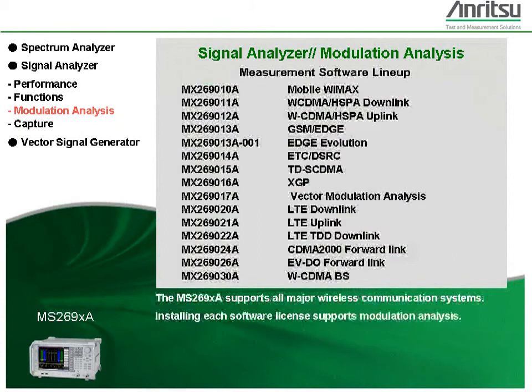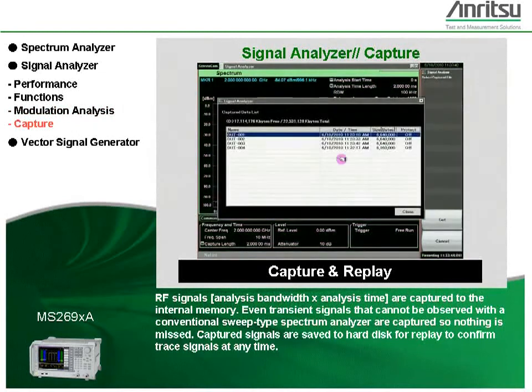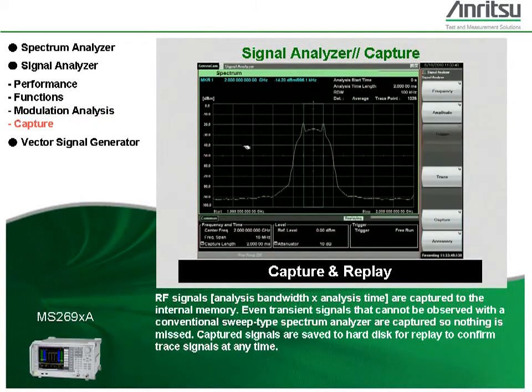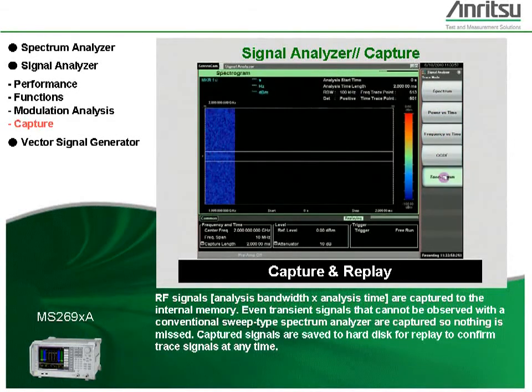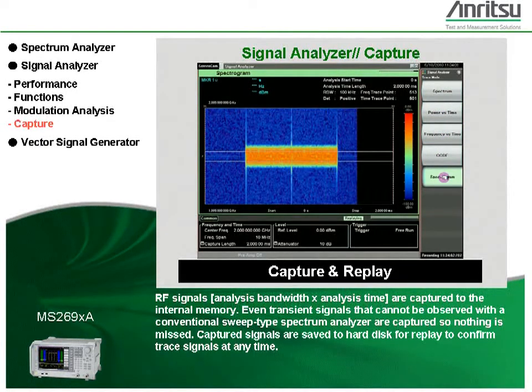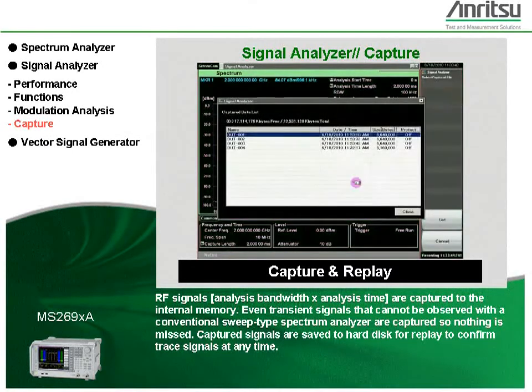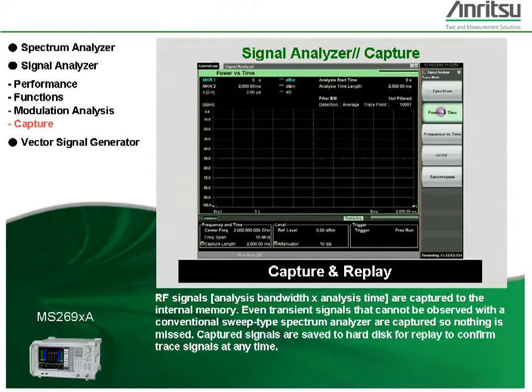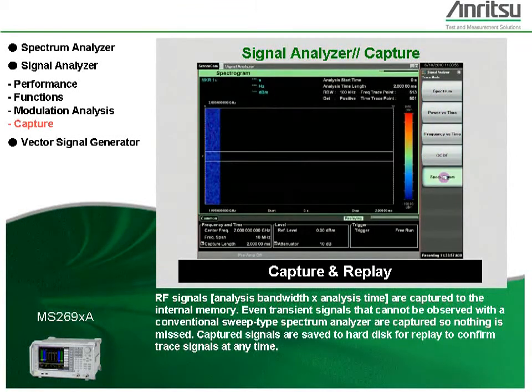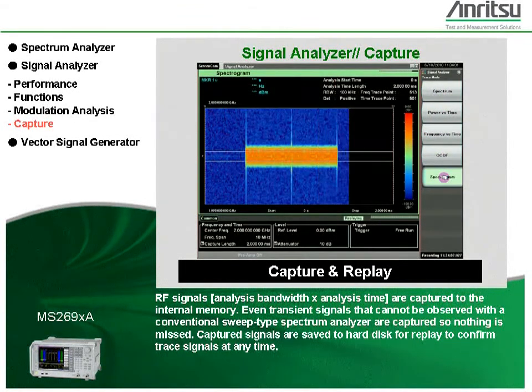The MS2690xA supports all major wireless communication systems. Installing each software license supports modulation analysis. RF signals, analysis bandwidth multiplied by analysis time, are captured to the internal memory. Even transient signals that cannot be observed with a conventional sweep-type spectrum analyzer are captured so nothing is missed. Captured signals are saved to hard disk for replay to confirm trace signals at any time.